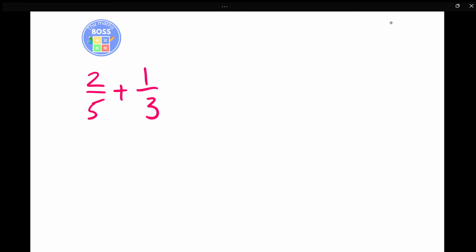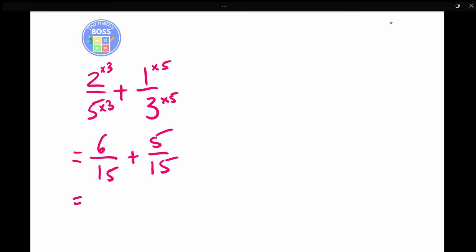because we have a 5 on this side and a 3 on this side, we're going to multiply the left hand side by 3, so times 3 times 3. And we're going to multiply the right hand side by 5, times 5 times 5. The reasoning behind this is to make both sides have a denominator of 15. Then we can add the two fractions together and we can get an answer. Our new numbers: 2 times 3 is 6, 5 times 3 is 15. On this side, 1 times 5 is 5 and 3 times 5 is 15.